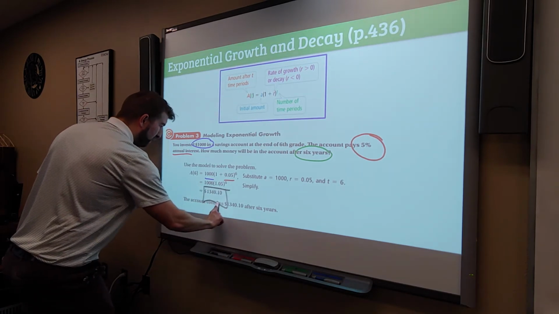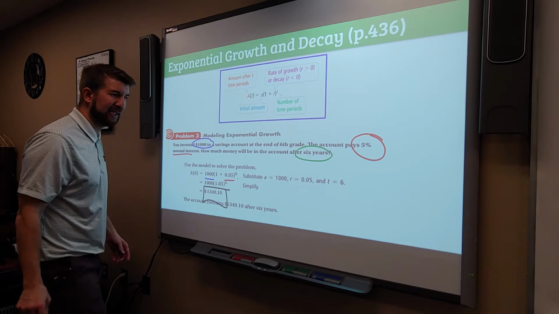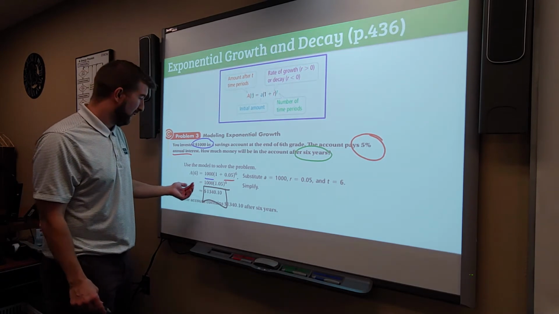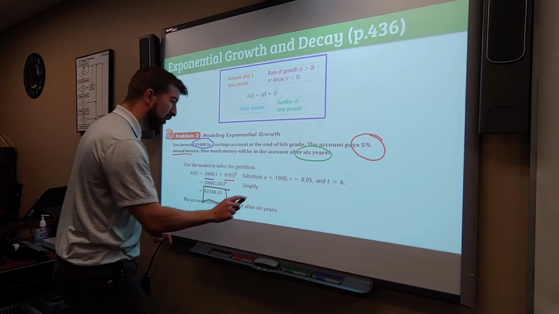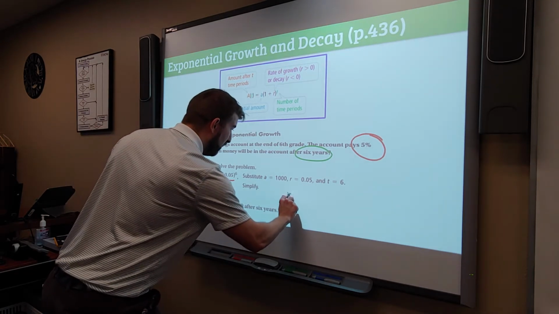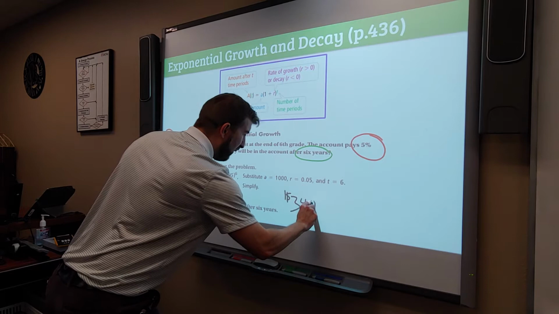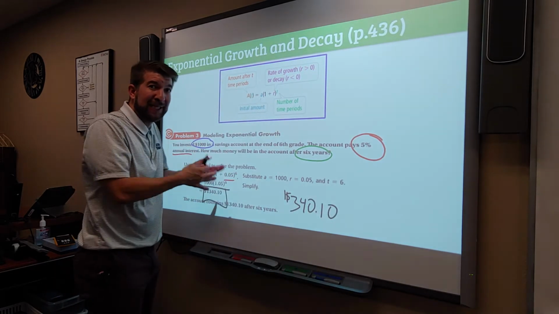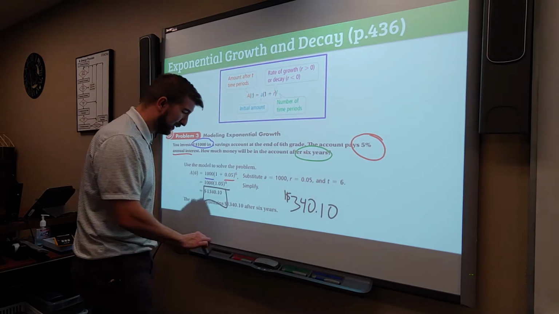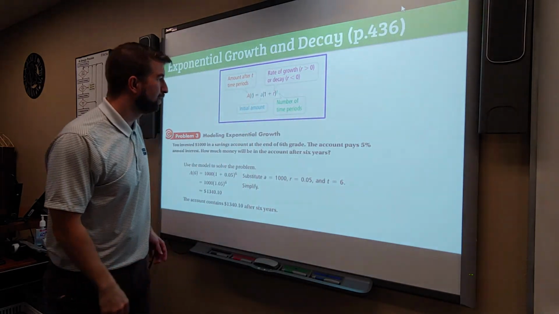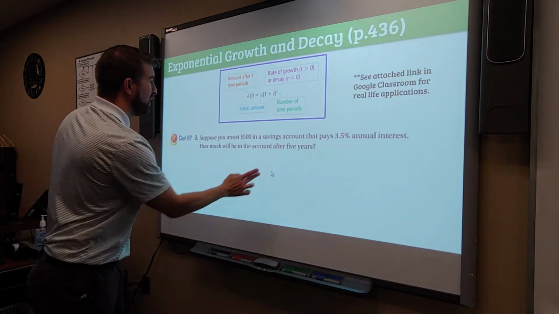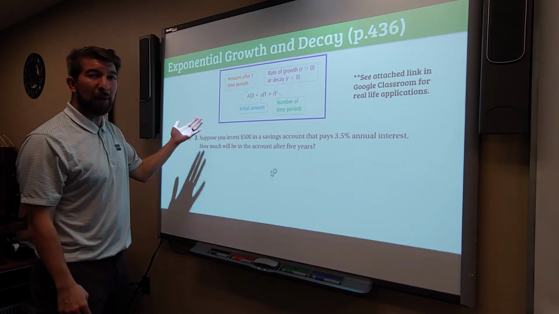And you're going to get $1,340 and 10 cents. Now this is saying that you started with $1,000, you just kept it in there, and then after 6 years, you added $340.10 just by keeping it there. That's one thing that's cool about this, and we're going to look more closely at it here in a little bit.